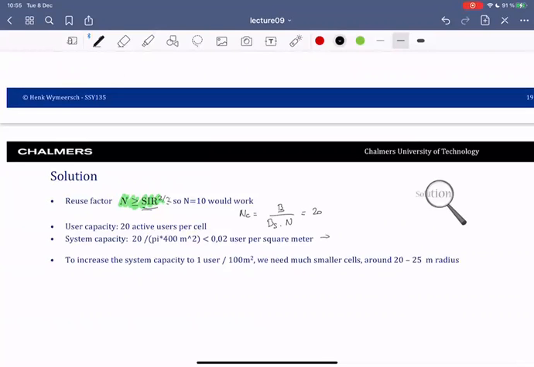Finally, the system capacity is given here by bandwidth over the cell size squared times n times bs. Plugging in those values, you find 0.02. Okay, so we have a very small number of users per square meter, right? If we want to increase the number of users per square meter to 1, the only way that we can do this is to have much smaller cells. So we can solve for the cell size, and we find that we need cells that are about 20 to 25 meters in size.